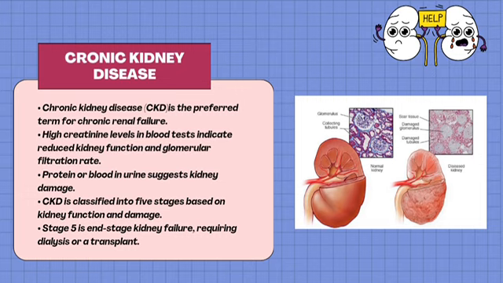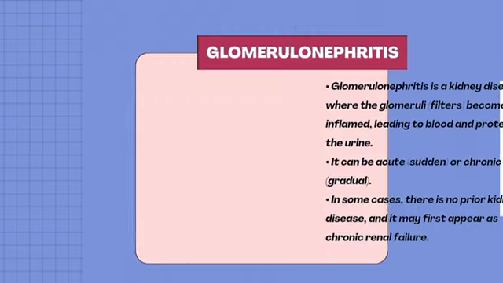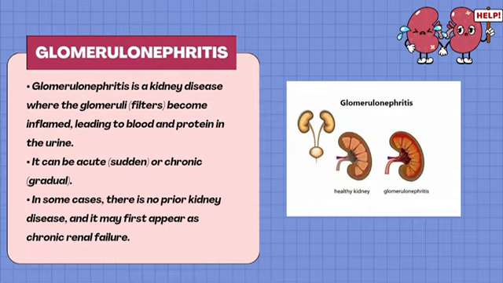Without proper management, CKD can lead to heart disease, bone and mineral disorders, severe fluid overload, and end-stage renal disease requiring dialysis or transplant. Okay, now let's look at the other disease, which is glomerulonephritis. Glomerulonephritis is a condition where the glomeruli, the tiny filtering units in the kidney, become inflamed and damaged. The glomeruli are responsible for removing waste and excess fluid from the blood. When they are inflamed, the kidney cannot filter properly, leading to problems like protein or blood leaking into the urine.